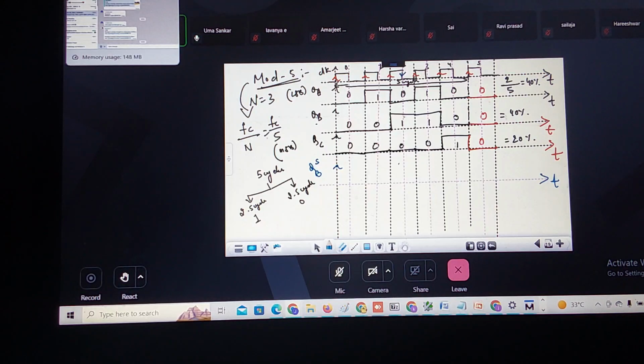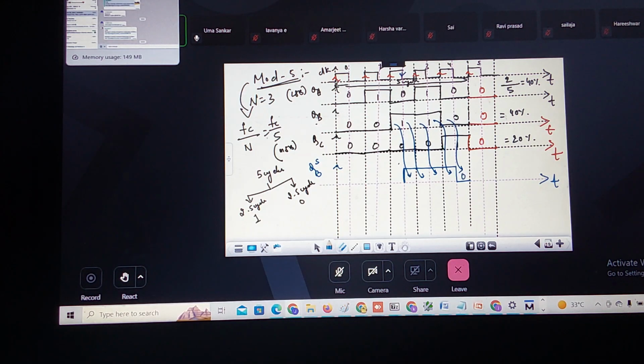The output of this is feeding to what? A negative edge triggering flip flop. So this will trigger at this point, a D flip flop, at the negative edge. And this will remain the same until here. Again this becomes 0. See, this is shifted here. Again this is shifted here. This will be shifted here, and this will be shifted here.